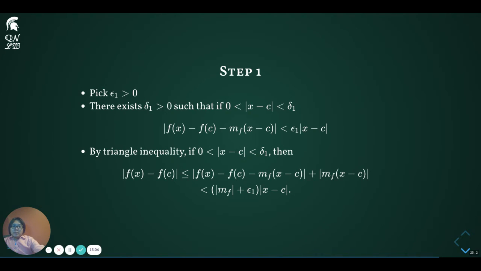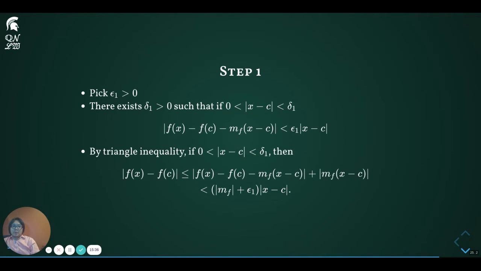The first term is small by differentiability. And after factoring out the common x minus c, we see that provided the absolute value of x minus c is less than delta 1, in fact, we have that the absolute value of f of x minus f of c is less than the absolute value of x minus c times the sum of the absolute value of the slope m_f and epsilon 1.